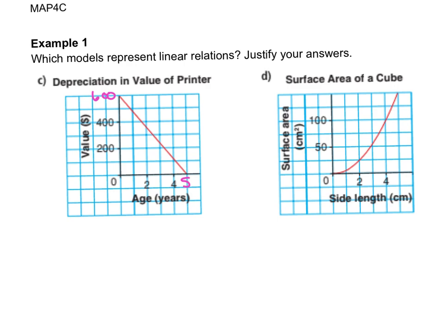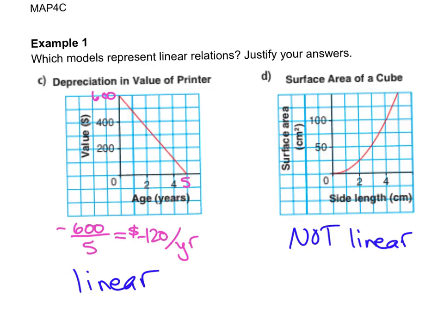The surface area of the cube, this, by the way, is quadratic. It could look exponential at this rate because we can't go into negative surface area or negative side length, but surface area of a cube is a squared function, so therefore it is a quadratic relationship, or just not linear.